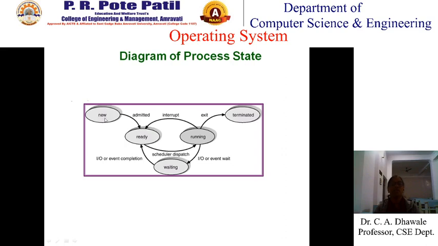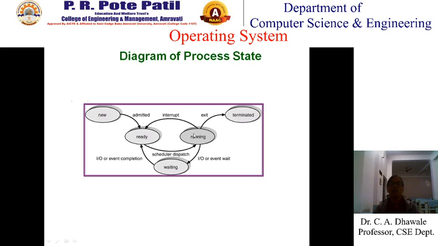Got it? So new, then this new program will be admitted by the swapper into the main memory, and it is ready for execution. So it will be in a ready state. Then the scheduler will select one of the processes from the ready queue and hand it over to the CPU. When it is executing, it will be in a running state.